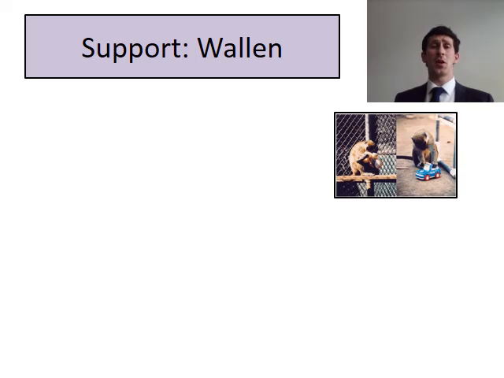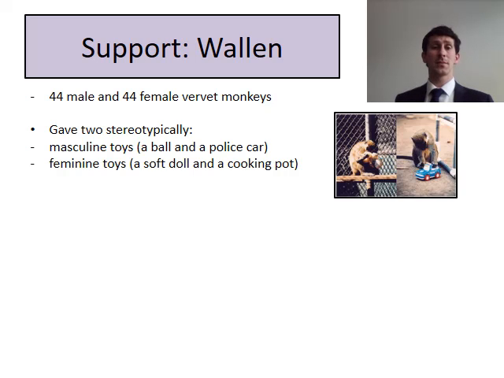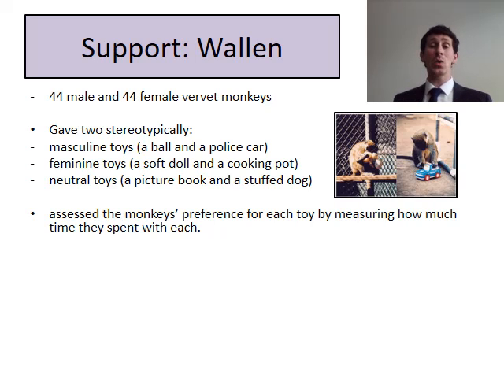Another study to support the biological explanation on gender development was conducted by Wallen. Wallen got 44 male and 44 female vervet monkeys, and he gave them a number of toys. So they gave them 2 masculine toys, a ball and a police car, 2 feminine toys, a doll and a pot, and 2 neutral toys, a picture book and a stuffed dog. And what they did was they measured how long the monkey spent with each of these toys.